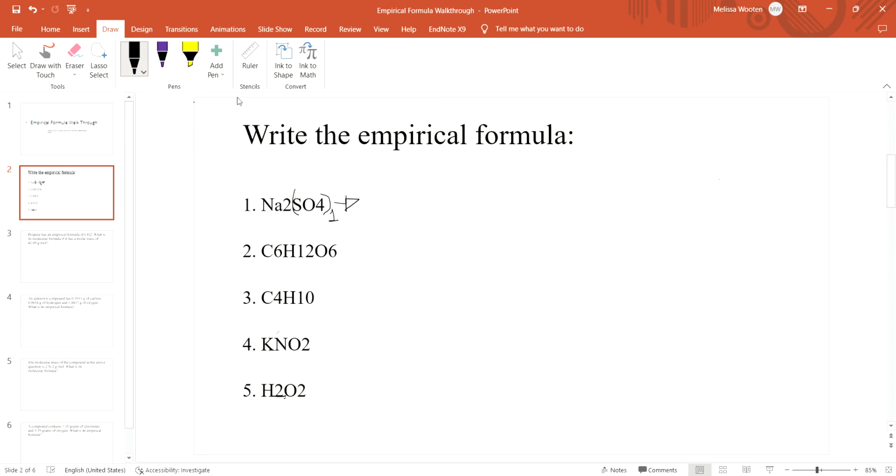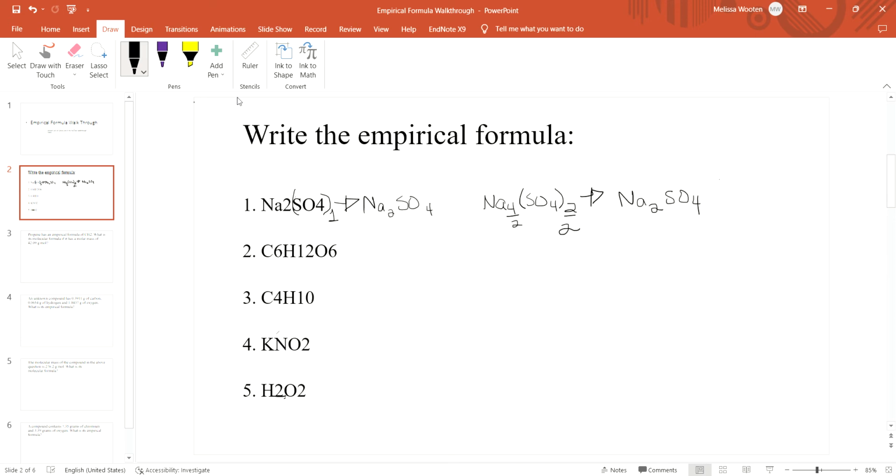So this is going to stay as Na2SO4. Now, if you had Na4SO4 2, right? You can divide these both by 2. You would leave this the same, and you would get back to that empirical formula that you were originally given, Na2SO4, because this comes out to 1.